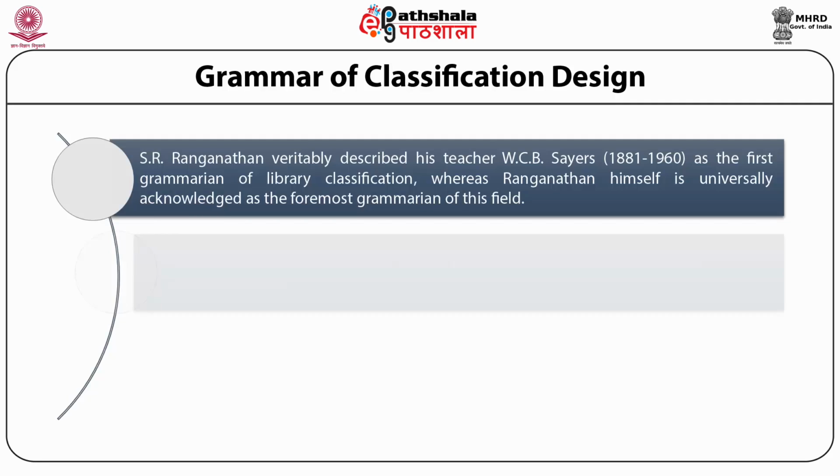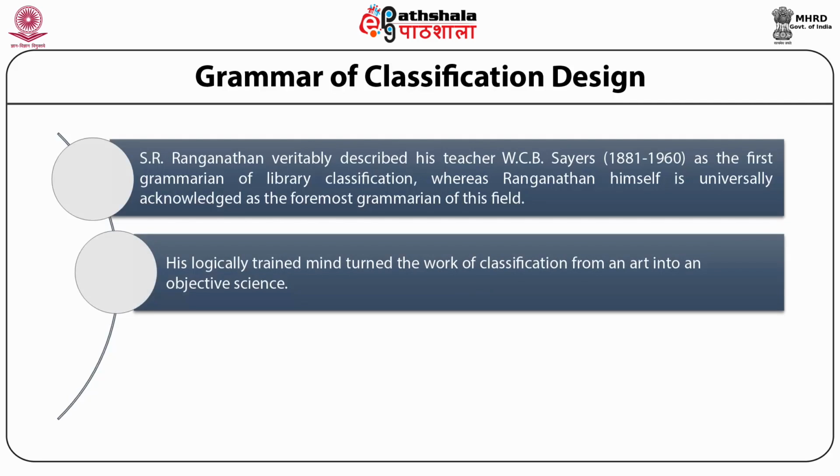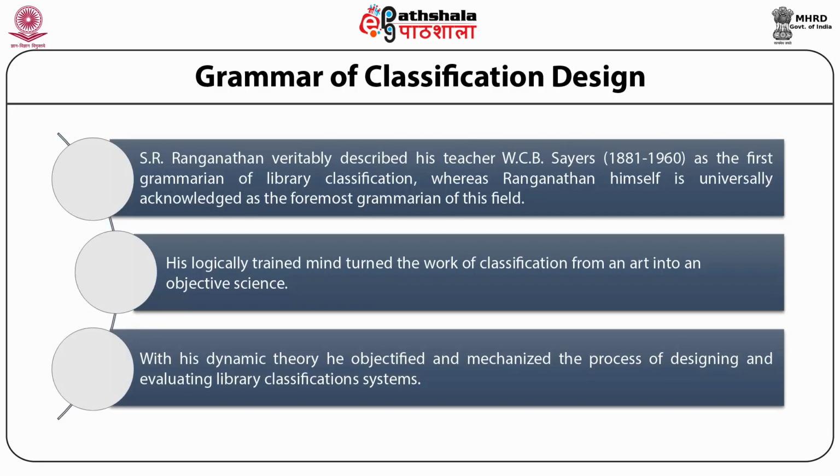Ranganathan's logically trained mind turned the work of classification from an intuitive art into an objective science, which could be followed and worked upon even by not so gifted minds. With his dynamic theory, Ranganathan objectified and mechanized the process of designing and evaluating library classification, which he did through a long list of scientific canons and principles.